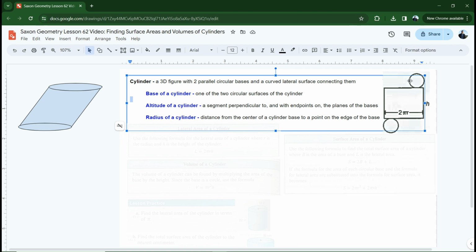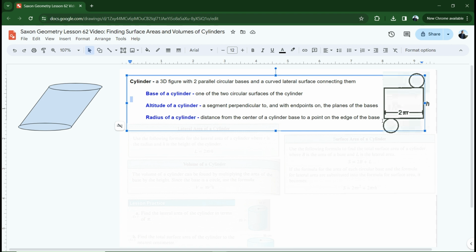Hey, if I was going to find the area of all of this, what would I have to do? I'd have to have the area of this rectangle, and I would have to add to that the area of the two circles. We're going to be doing that in just a little bit. Now, what are the length and width of this rectangle?